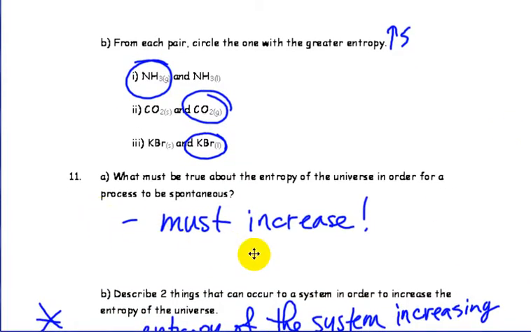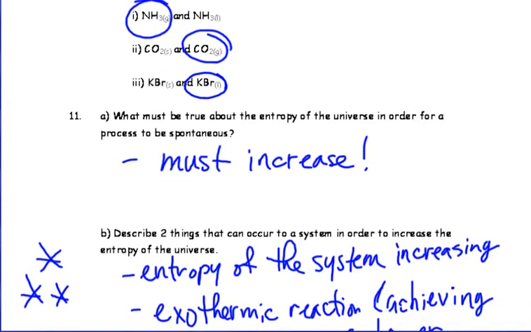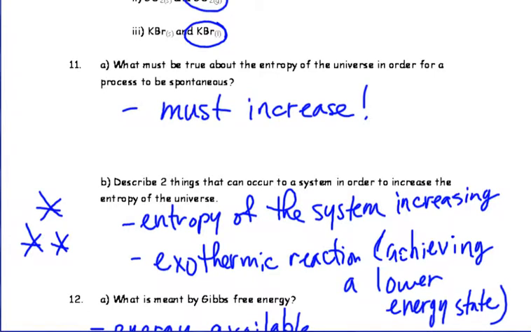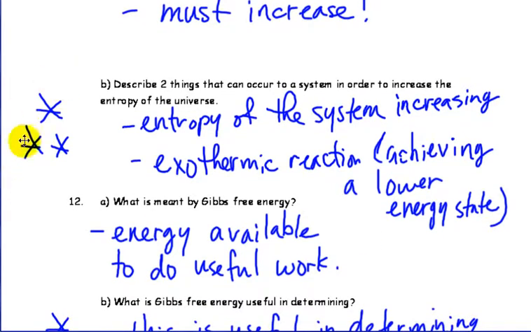What must be true about the entropy of the universe? In order for a reaction to be spontaneous, it must increase. And so the two things that we've looked at here: if we can make the entropy of the system increase, that's going to favor a spontaneous reaction. Also, exothermic reactions, ones that achieve lower energy states, are also favorable where spontaneous reactions are concerned. So that's a key thing to point out, those two things.